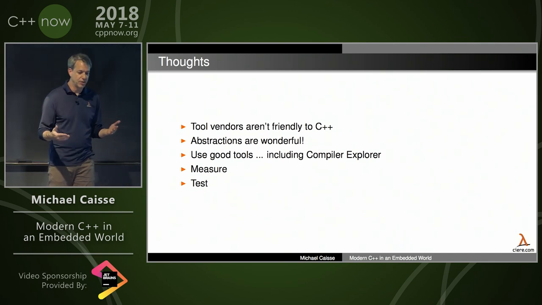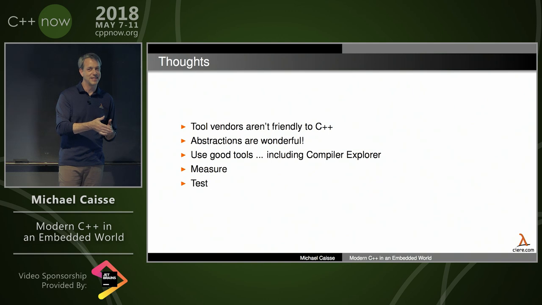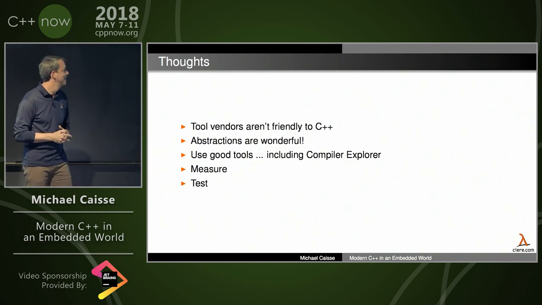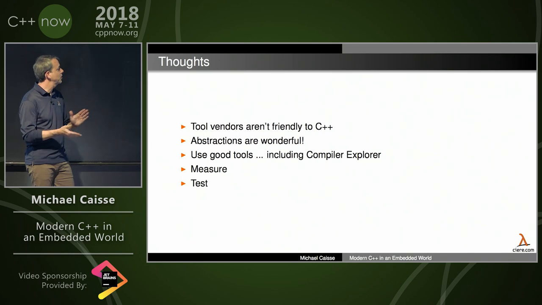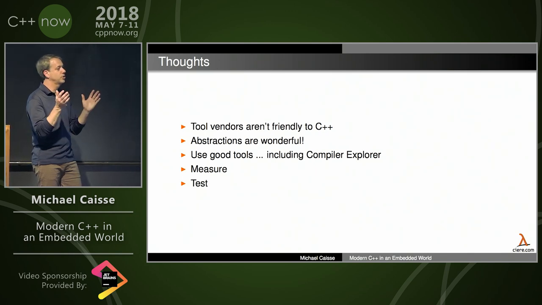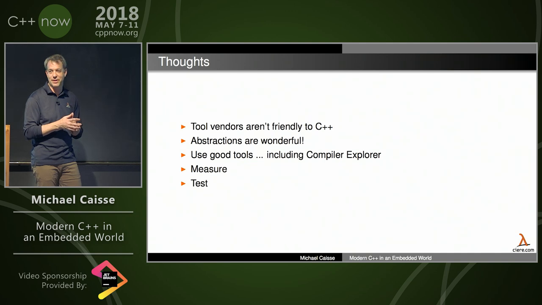Create a test bed that you can run on the target that really tests out the features of C++ that you expect to use. Abstractions are wonderful. Use good tools, including Compiler Explorer. If you are really that concerned about it, just use Compiler Explorer. See what it is that you just did.